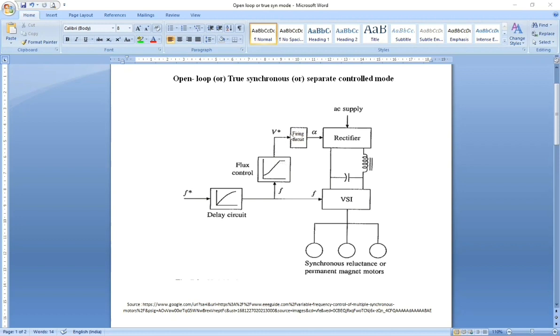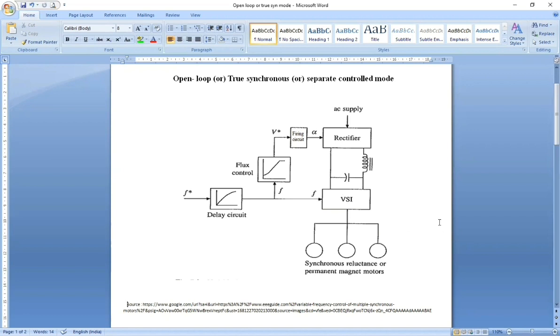The voltage command is given to the firing circuit, which will produce the required firing angle to trigger the switches of the controlled rectifier, which will produce the voltage in accordance with the voltage command given. The required voltage and the required frequency commands are given to the voltage source inverter, which will produce the required voltage and frequency in order to have the V by f control of the synchronous machine.